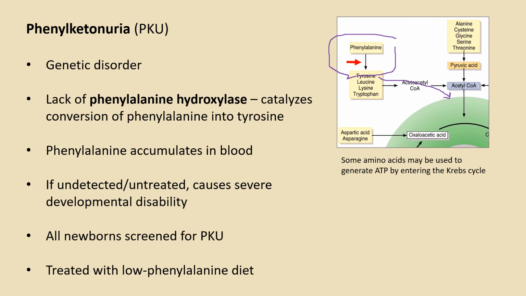The way to deal with PKU is to limit your dietary intake of phenylalanine. There are databases and databases of food sources of phenylalanine, and so the person just manages their diet. Phenylalanine is never allowed to accumulate, and they never suffer any of the developmental disabilities that come from growing up with too much phenylalanine.